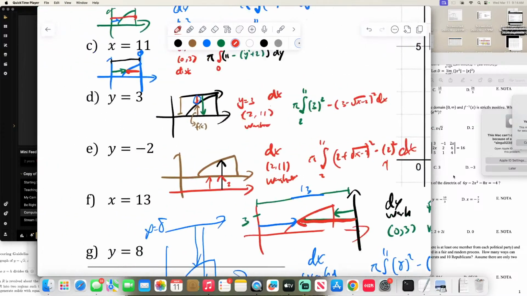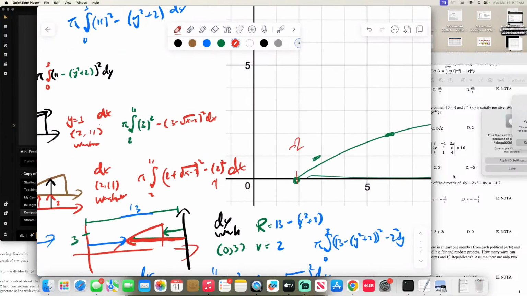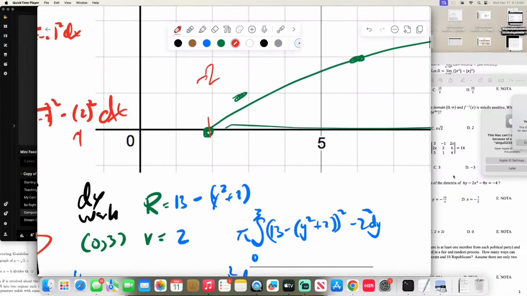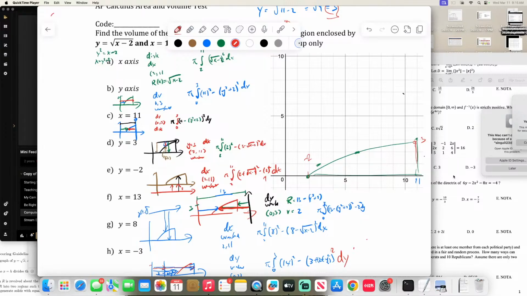Okay, for the next one, I think it's F. Does everybody have a problem with it? Hannah, you're asking about F? Okay, F is going to be from 0 to 3, 13 minus y squared plus 2, in parentheses, squared, minus 2 squared. That's a good question. So 13 is right here. Because they say the rotation is 13, I'm going to redraw it. So this is 13 like this, so this is 11, right? 13 is all the way here. And this is the rotation, from the outer radius and the inner radius.